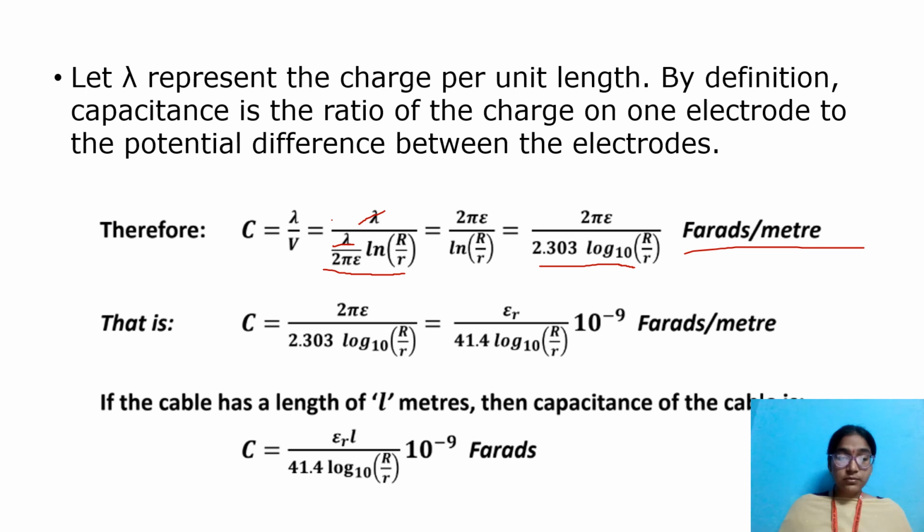Here, if the cable has a length of L meters, the capacitance C equals epsilon L by 41.4 log base 10 capital R by smaller r, times 10 to the power of minus 9 Farads. Here L is the length of the cable. If the cable has a length of L meters, by this formula capacitance will be calculated.